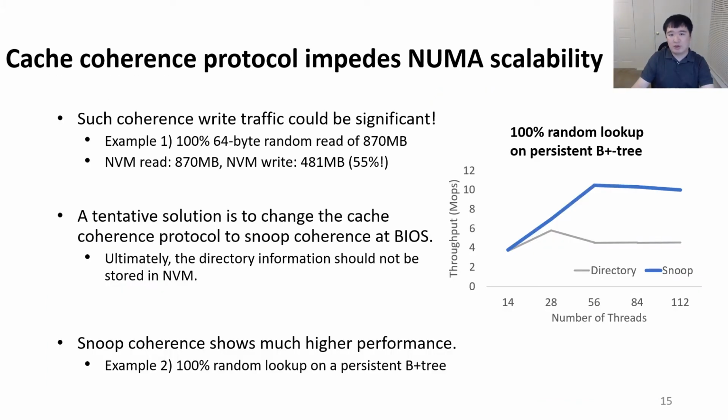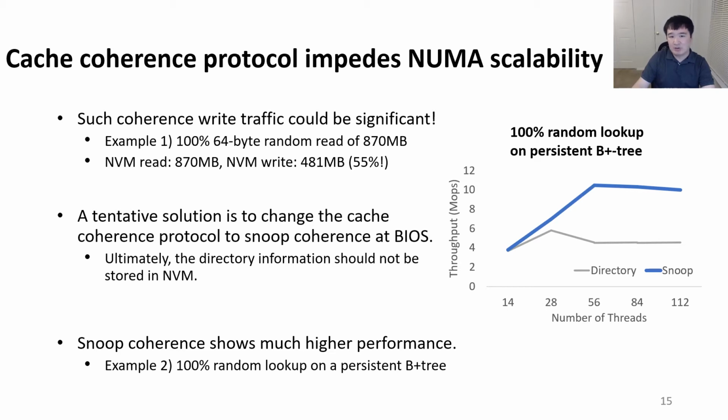Also, when an application reads 870 MB from NVM, about 480 MB of NVM writes were also generated by the directory cache coherence protocol. A tentative solution to resolve the cache coherence protocol problem is to change the cache coherence protocol to SNP coherence at BIOS. We believe that the directory information should not be stored in NVM.